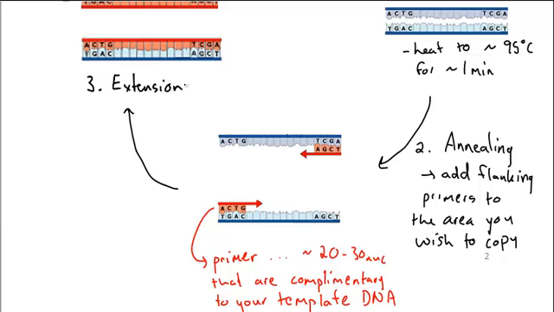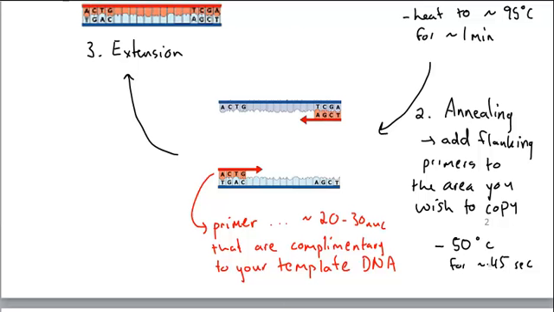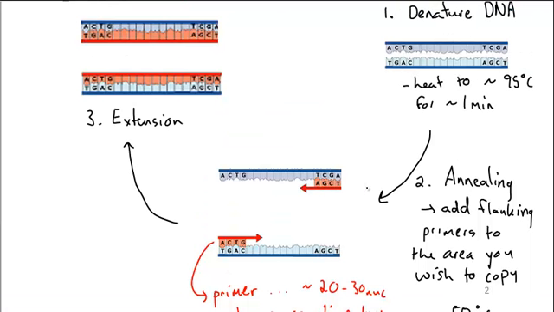Oh, I forgot to tell you the temperature over here. Annealing, for those little primers to bind, you have to cool down to about 50 degrees Celsius for 45 seconds, approximately. It's kind of like making cookies. Every recipe has a slight difference to it. So if you cool down to 50 degrees Celsius, it's enough for the short little primers to bind in, but not cool enough for the entire DNA double strand to come back together.